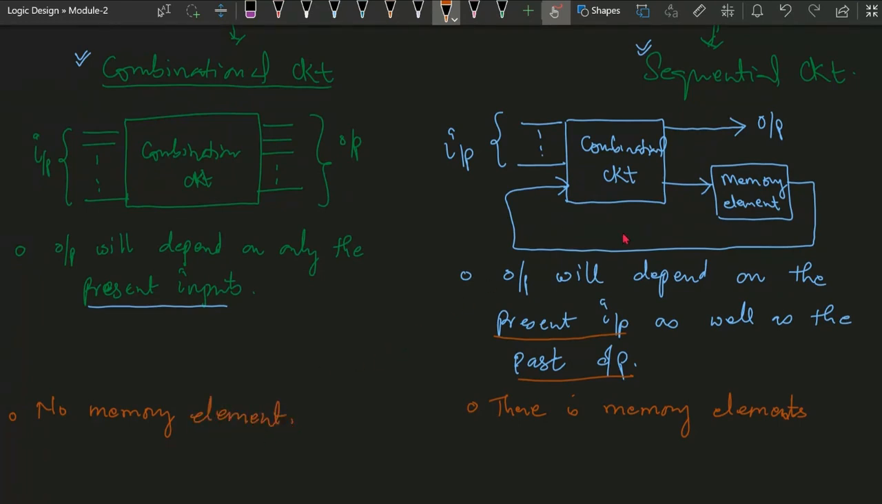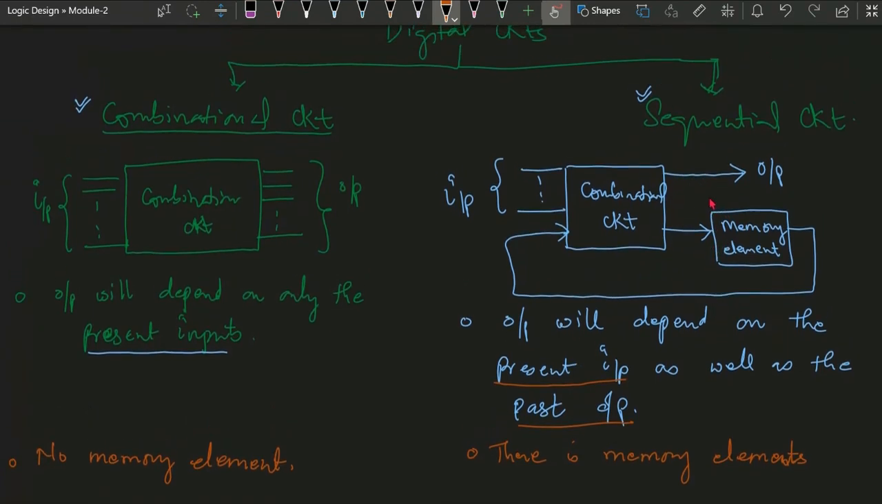We will see what the memory element is in the coming slides. But right now you can just see the memory element is the device that basically stores a few bits, that will behave like a memory. So whatever the past output is, it is stored into the memory element and passed to the input side into the combinational circuit, and then there is a result, that is the output. So that is the sequential circuit.